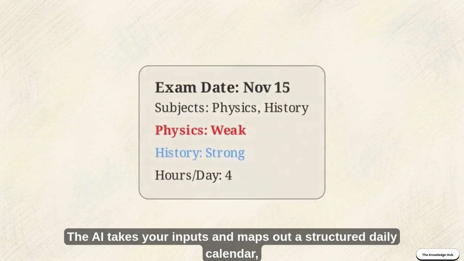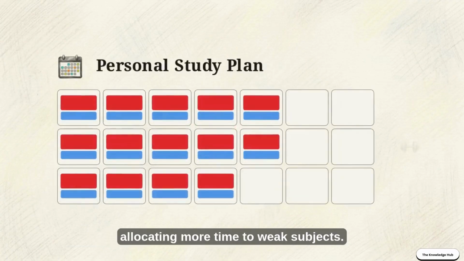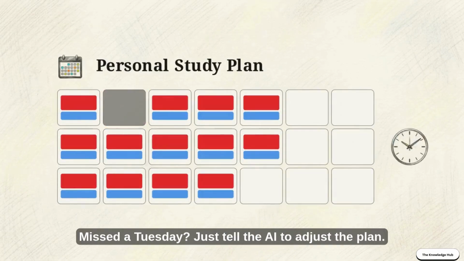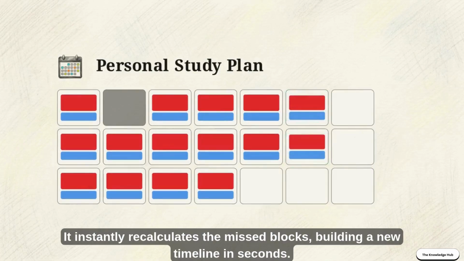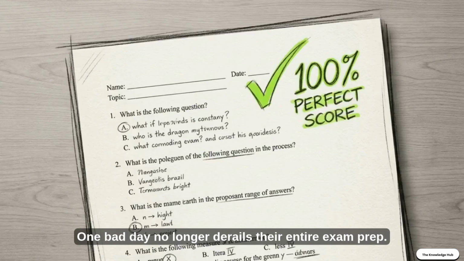The AI takes your inputs and maps out a structured daily calendar, allocating more time to weak subjects. Missed a Tuesday? Just tell the AI to adjust the plan. It instantly recalculates the missed blocks, building a new timeline in seconds. This dynamic adjustment removes the guilt of falling behind. One bad day no longer derails your entire exam prep.